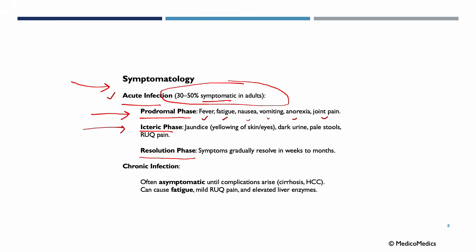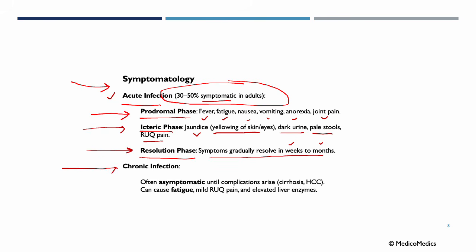When it's in the icteric phase, we will see signs of jaundice, so the yellowing of skin and eyes, dark urine, pale stools, right upper quadrant pain. And then in the resolution phase, you will see symptoms gradually resolve in weeks to months.